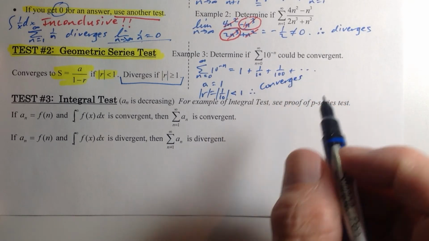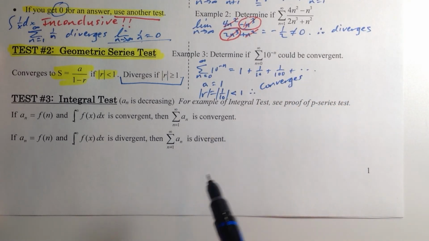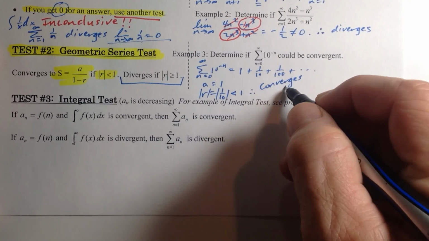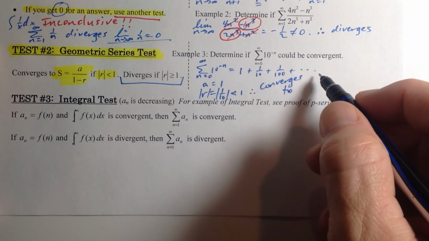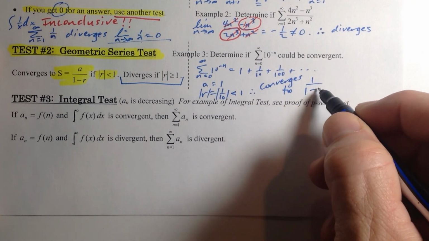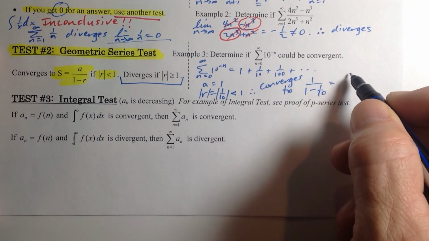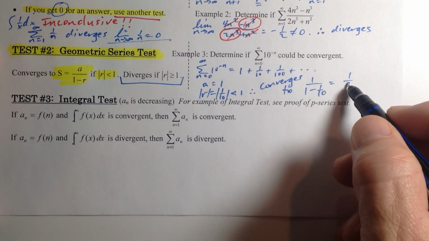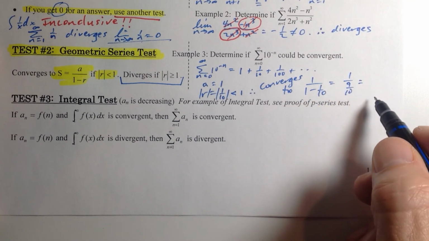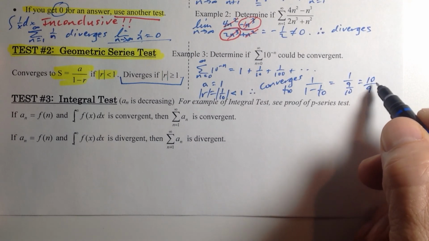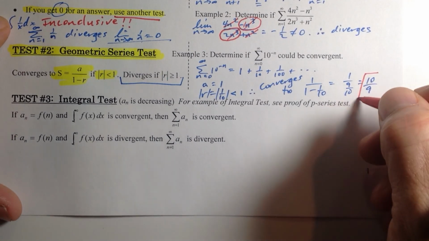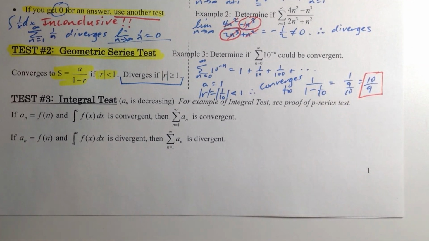And in the case of a geometric series, we can always figure out what the series actually converges to. So we might as well figure that out as long as we're at it. First term over 1 minus the common ratio, that's 1 over 10/10 minus 1/10 is 9/10. And 1 divided by 9/10 is 10 over 9. And so this series not only converges, but we know what it converges to.